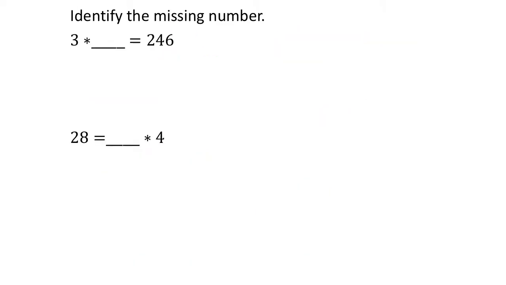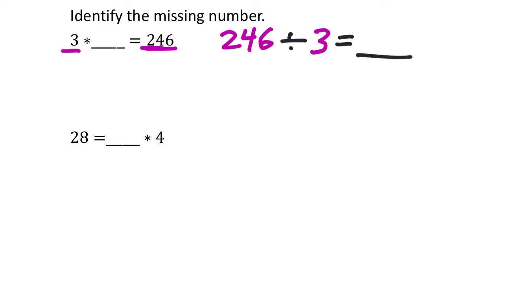All right, 3 times something is 246. Let's look at the fact families and see if this can help us out. Remember, the product of a multiplication problem is also the dividend in the division problems. So that's 246 divided by either one of the two factors. The one we know is the 3. So this is 246 divided by 3, and this should equal the blank from the multiplication problem.